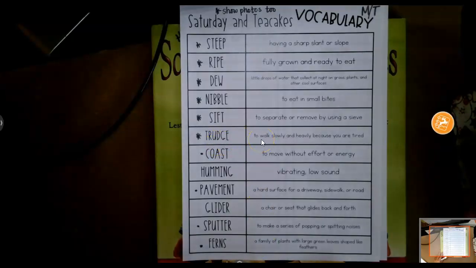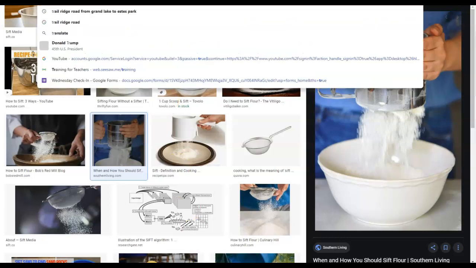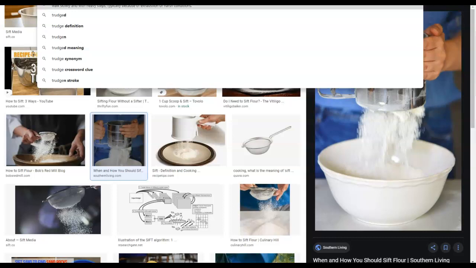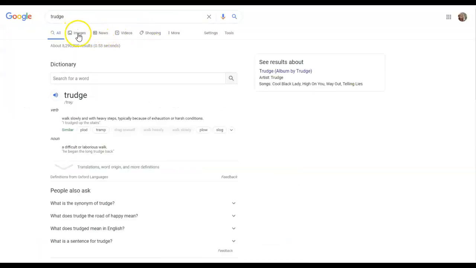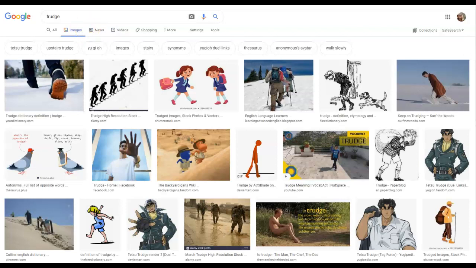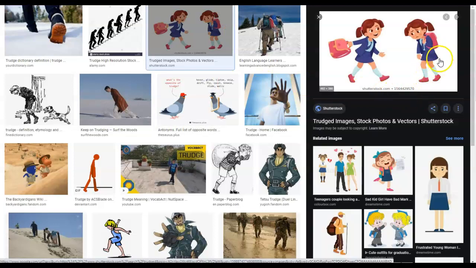Trudge. To walk slowly and heavily because you are tired. So let's look at an example of trudge. So if somebody says, I'm just trudging along, that means they look almost like their feet are heavy because they're walking so slow, not really walking at a normal pace. So picture this girl. She looks like she's just trudging along nice and slow.